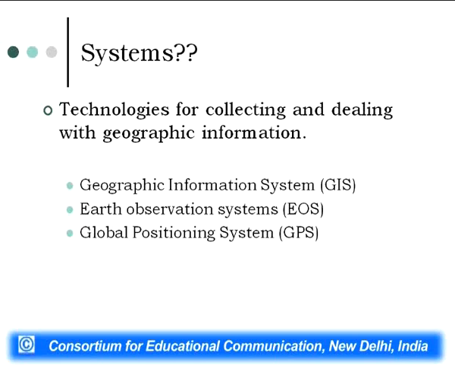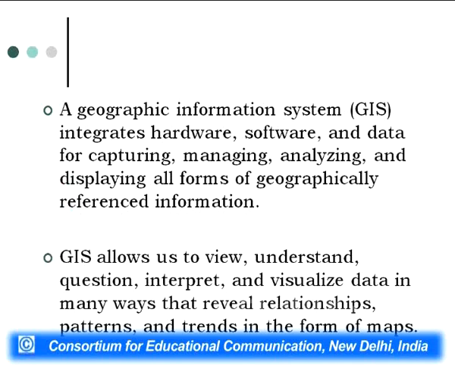Now what are these systems? As I said, these systems are nothing but the technologies for collecting and dealing with geographical information, and there are three systems. There could be a new system, and there could be a system of systems. So one is a geographical information system, another is the Earth observation system, and finally the global positioning system. A geographical information system integrates hardware, software, and data for capturing, managing, analyzing, and displaying all forms of geographically referenced information.